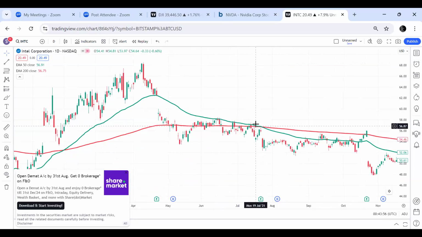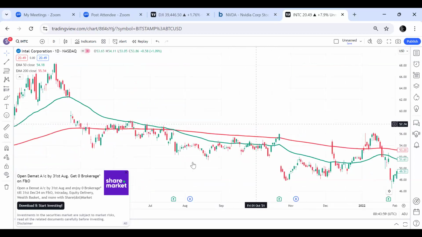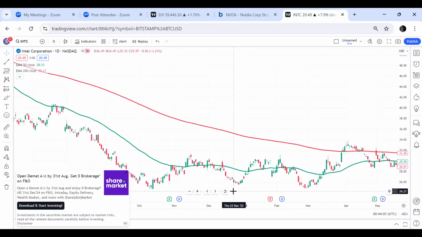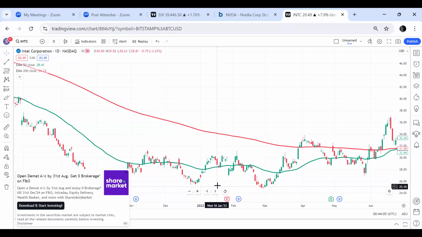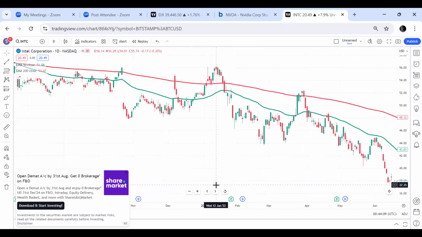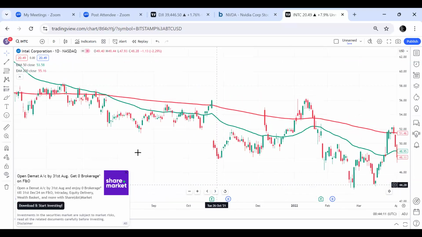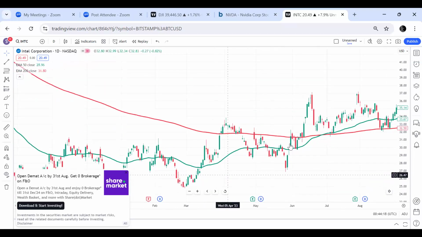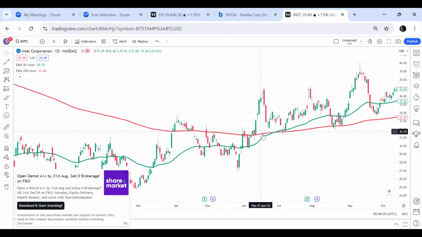I got a sell signal at $57, and then the share price fell down to $25. As you can imagine, it had given me a signal at $57. By using this signal, I can exit from this trade. After the signal, it fell till $25, and again it gave me a buy signal at $31.